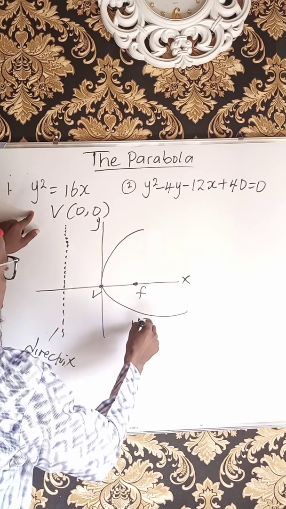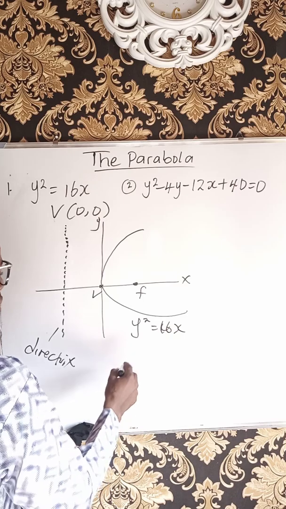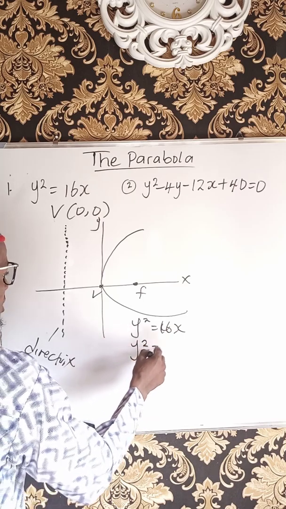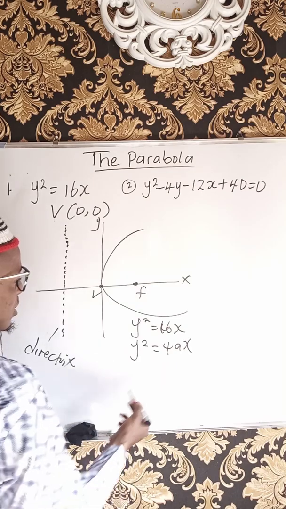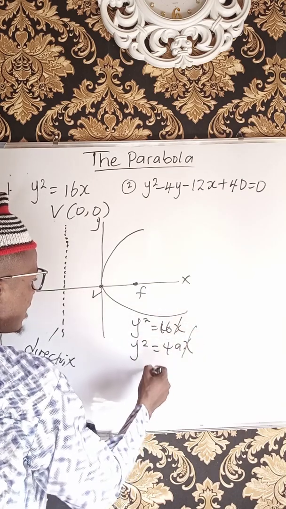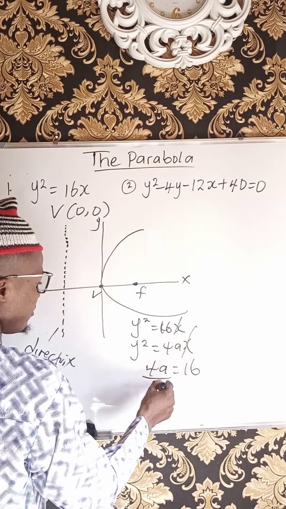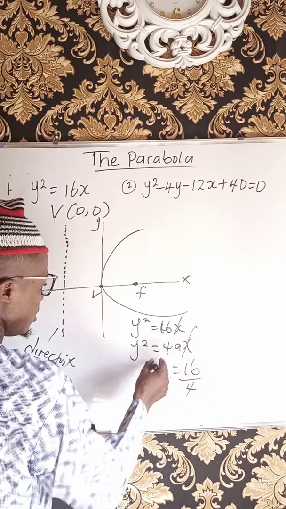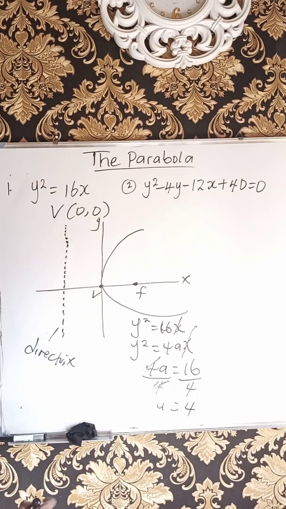We have that y squared is equal to 16x, but the equation of a parabola says that y squared is equal to 4ax. Comparing terms here, you can see that x cancels out. We have that 4a is equal to 16. Divide both sides by 4 to get the value of a. When I do that, the value of a is just 4. So my a is 4.